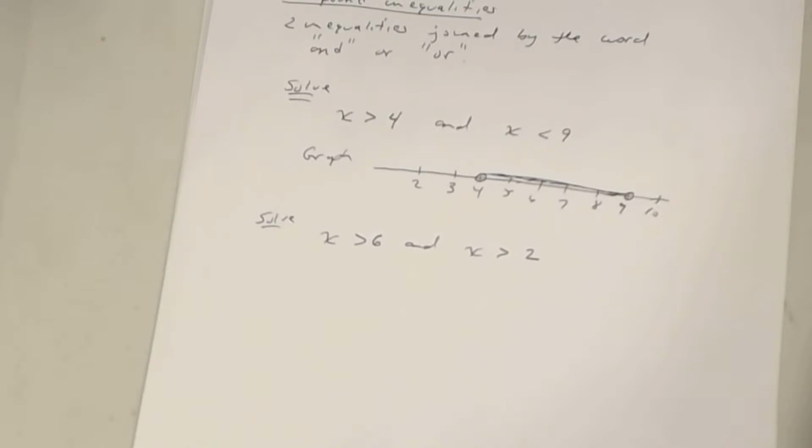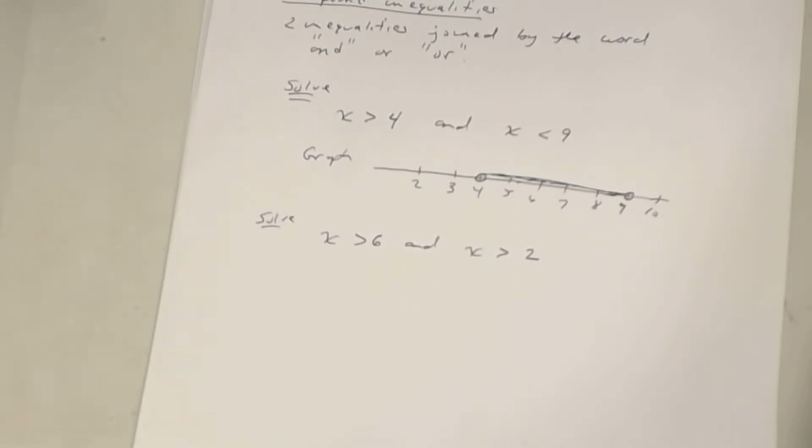You're going to start where? 6. At 6. That's where you're going to start. So the best thing to do now, see how some of you were a little flustered with this. The best thing to do when you see an "and" or an "or" is to draw the graph, each graph individually.